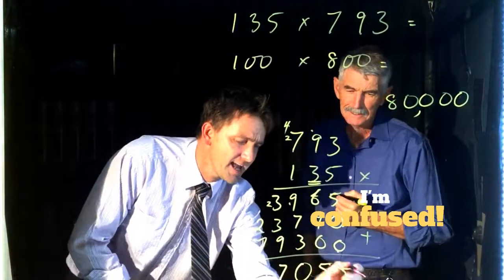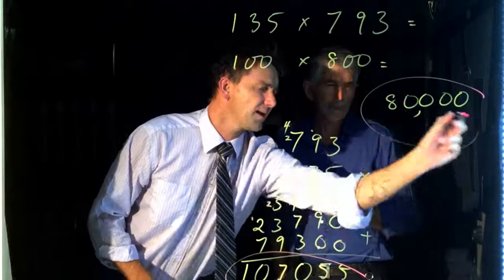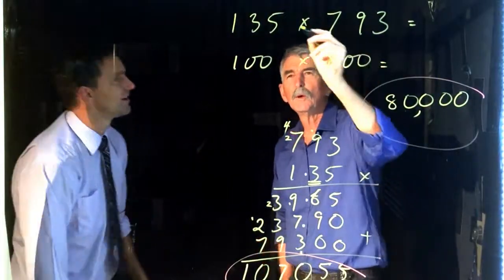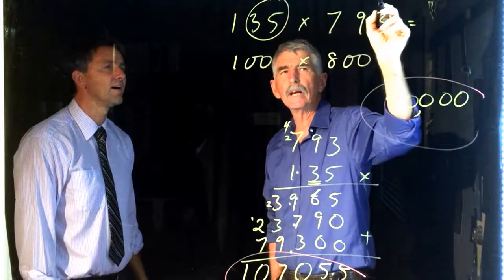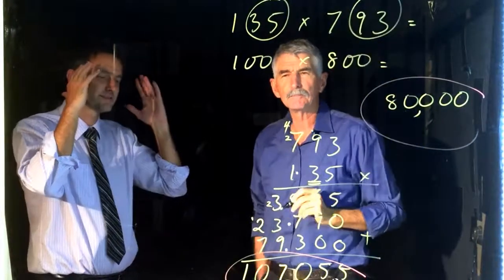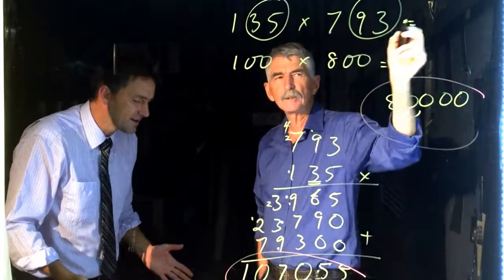I'm confused, Mr. Forrester. Shouldn't this answer here be the exact same answer as that one? No, it shouldn't be, because we haven't multiplied these two numbers here when we did our estimation. What's that word again? Our estimation.